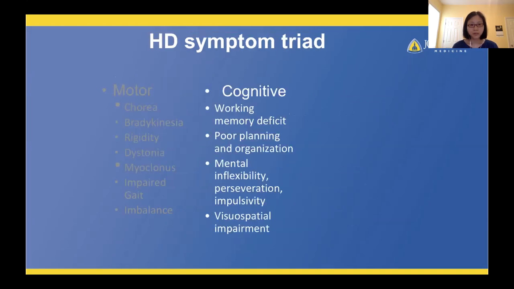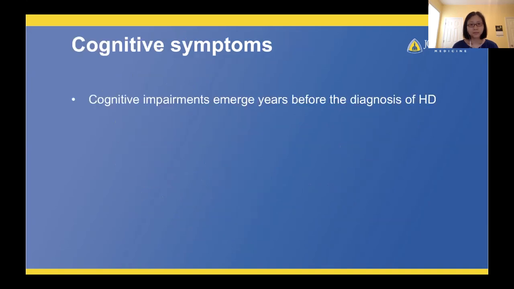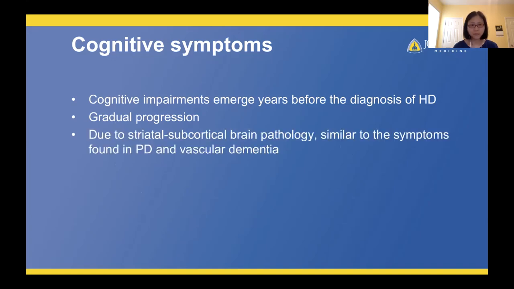Let's talk about cognitive symptoms. So as I alluded to earlier, these tend to be more in the executive function domain. And I will come back to this a few more times throughout this talk, but cognitive impairments can emerge years before the diagnosis of HD. And diagnosis of HD, as I'll talk about later, really depends on the motor symptom presentation. So before anything clinically is visible in the motor realm, there usually are some kind of cognitive impairments that are present years before. And it's gradual.